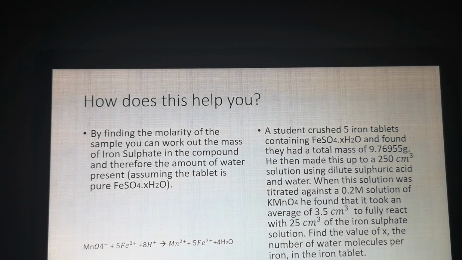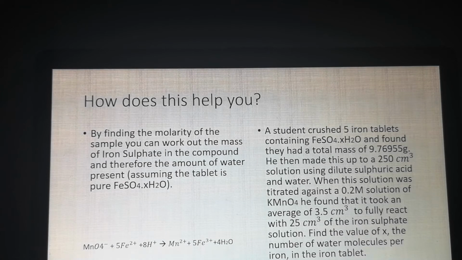He then made this up to a 250 centimetre cubed solution using dilute sulfuric acid and water. When this solution was titrated against a 0.2 molar solution of KMnO4, he found that it took an average of 3.5 centimetres cubed to fully react with 25 centimetres cubed of the iron sulfate solution. Find the value of x, the number of water molecules per iron in the iron tablet.